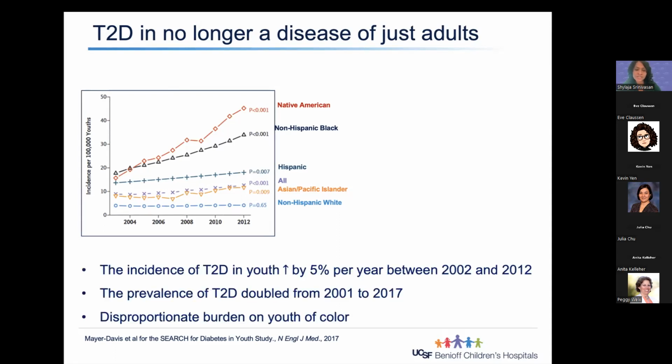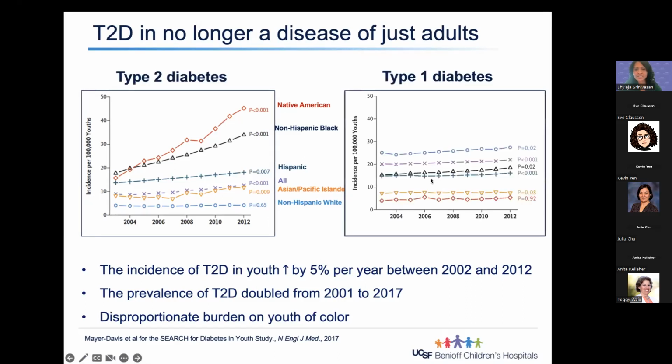So Search reported that the incidence of type 2 diabetes increased by 5% per year between the years 2002 to 2012. And the prevalence of diabetes doubled from 2001 to 2017 with a disproportionate burden on youth of color. And I'd like to contrast this with data from Search on type 1 diabetes, where you can see that there has been an increase in the incidence of type 1 diabetes as well, but it's definitely more subtle and doesn't have the same racial and ethnic distribution that type 2 diabetes has.